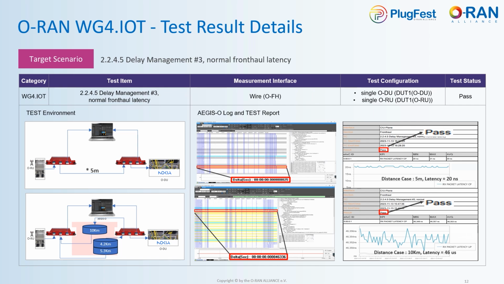The test was conducted by changing the cable length between taps. When the distance between taps is 5 meters, the latency average was measured to be about 20 nanoseconds. And when the distance is 10 kilometers, it is about 46 microseconds. In AGSO, identical packets can be checked using a tool called Packet Viewer, and the detailed report provides a graph on the latency of packets.